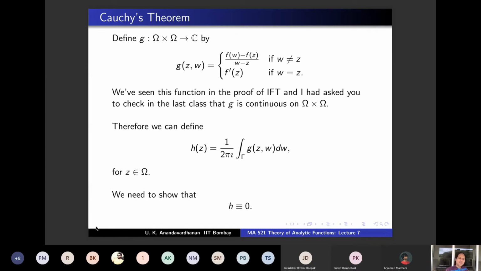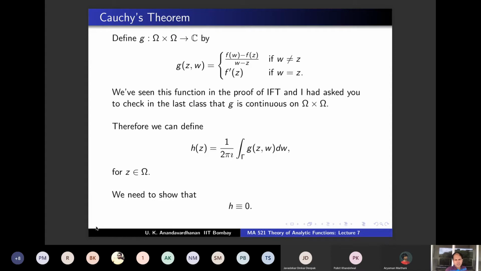So we need to show that h is identically 0. This is what we are going to show. It's a very beautiful proof. What we are going to show is a standard argument. We have used it before. We are first of all going to show that this h is analytic. So first of all, we will show that this h is continuous.